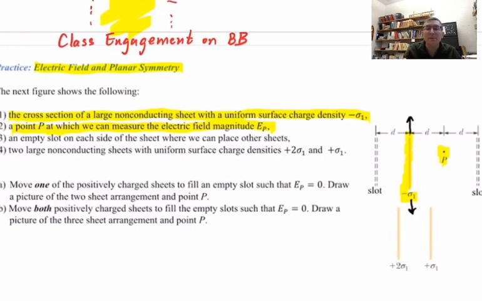3, an empty slot on each side of the sheet where we can place other sheets. There's an empty slot to the left, distance D, and an empty slot to the right, distance 2D from the first sheet. And then lastly, 2 large non-conducting sheets with uniform surface charge densities of plus 2 sigma 1 and plus sigma 1, here and here. Now they're just sitting down there right now. They're waiting for us to use them, and we can put one or both of them in those slots. So here's the first task.